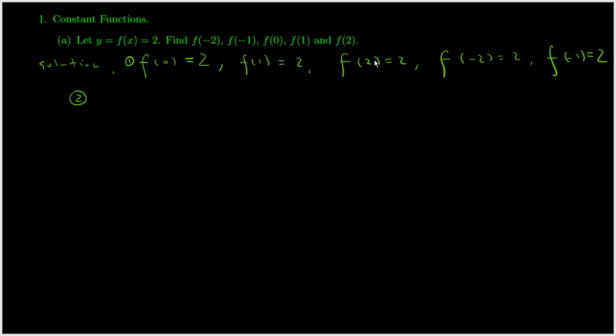The domain, now let's recall the definition. The domain is the set consisting of all possible inputs. By that we mean, at what numbers can we evaluate the function? All such numbers will form the domain. 0 is in the domain because we can evaluate the function at 0. 1 is in the domain. Negative 2 is in the domain. Negative 1 is in the domain.